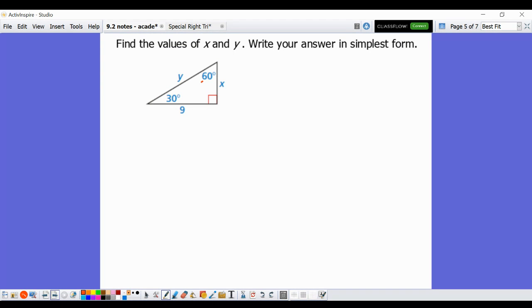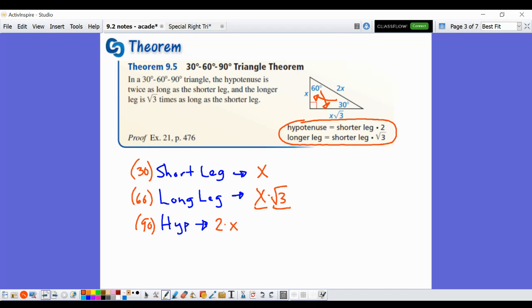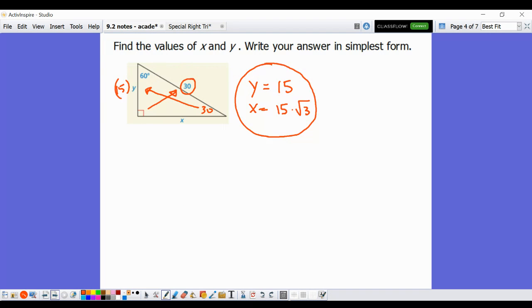So the first thing we do is we take a look at what do we have. We have the long leg. So we need to go back to the short leg, which is x. So if you look at your chart, short leg is x, long leg is x times the square root of 3. Therefore, to go backwards from long leg to short leg, we need to divide by square root of 3.